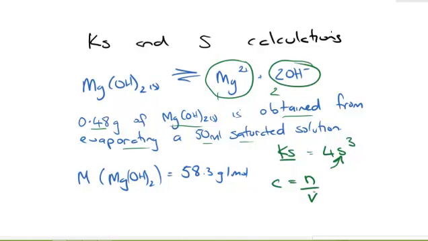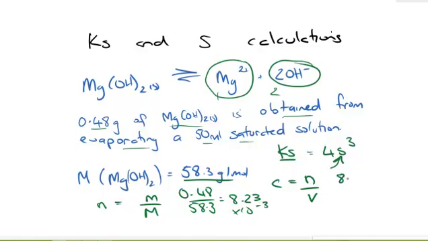Now, how do you work out the concentration? Well, you work out the moles first, which is going to be equal to the mass divided by the molar mass, which is 0.48 grams divided by 58.3. Now they'll always give you the molar mass, okay? So that's 0.48 divided by 58.3, and that equals 8.23 times 10 to the negative 3 moles. So I'll just put that up there.